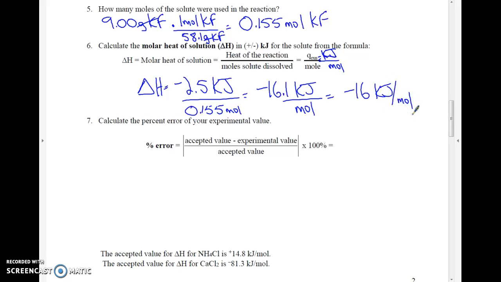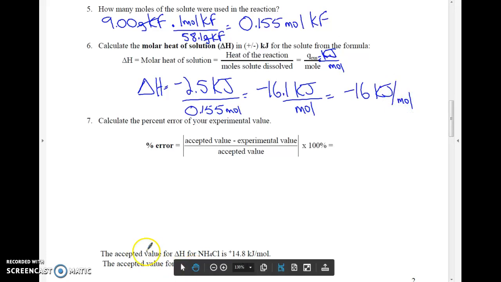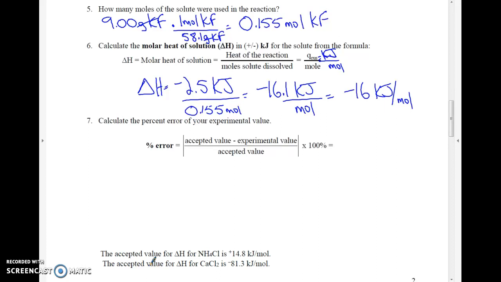Now the percent error. I don't have it written down here at the bottom, but for the solids you're going to use, I give you the accepted delta H's. For potassium fluoride, the accepted delta H is negative 17.7. And what we're doing is subtracting out this experimental value, which is negative 16, and we're going to divide by the accepted value again, which is 17.7. There's going to be absolute value bars. You're going to multiply by 100. Make sure you do the subtraction first.